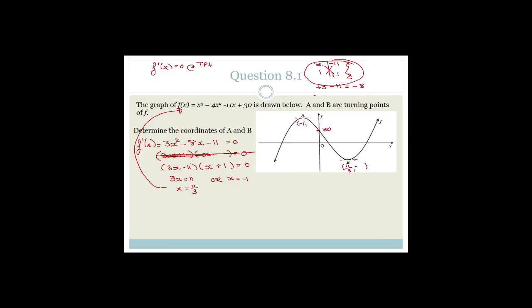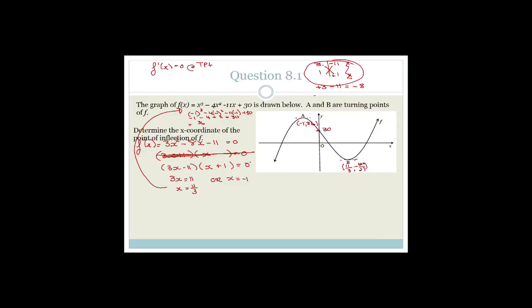So this is minus, I'm going to write it as fraction 400 over 27. Okay, that's great. Now we need to find the y value of this, so we're going to substitute back into that. So it becomes minus 1 cubed minus 4 times minus 1 squared minus 11 times minus 1 plus 30, which becomes minus 1 minus 4 plus 11 plus 30, which becomes 36. Okay, so therefore this value here is 36. So the x coordinates and the y coordinates we now have for our turning points A and B.